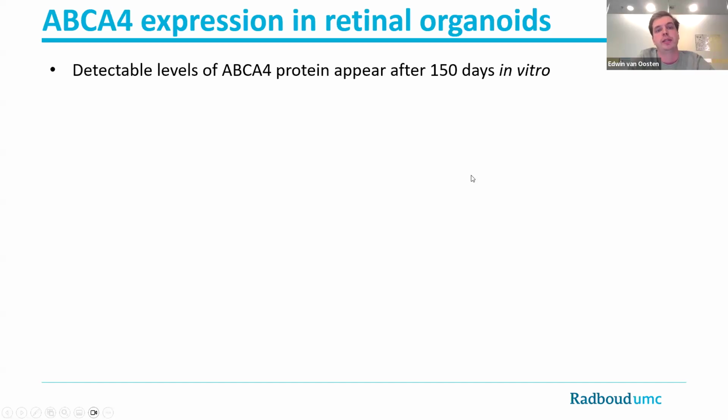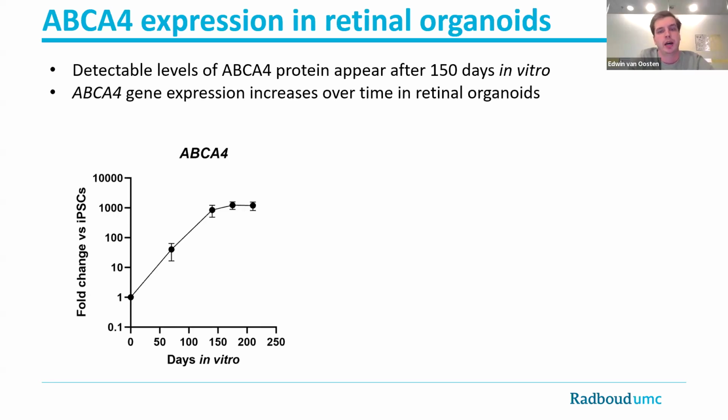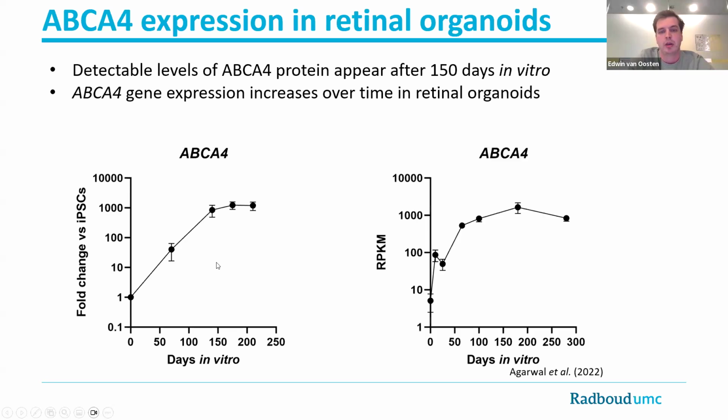So we know that we can detect ABCA4 protein after about 150 days in vitro, which to us is a very long time, and I hope for you as well. But luckily, we did some preliminary work on retinal organoids using qPCR, and we see that the gene expression of ABCA4 already increases in earlier stages. We also confirmed this with publicly available RNA sequencing data of developing retinal organoids. And from this, we estimated that after about 50 days, there's already at least a 10-fold increase of ABCA4 gene expression, so even before protein expression starts.